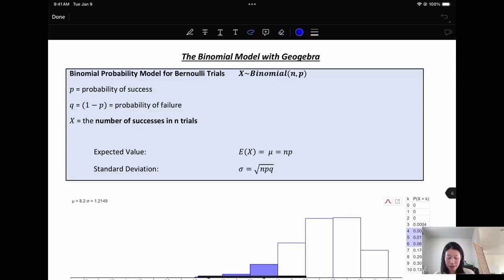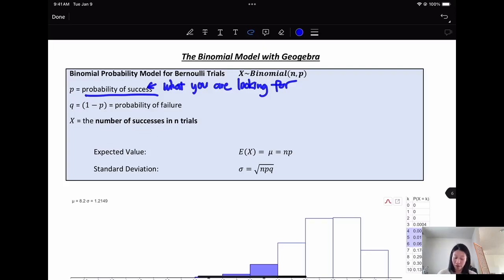First, P is the probability of success. So success is a relative concept, I would say. Success is what you're looking for. For example, in our free throw example, the success will be you made the free throw. Sometimes something looks like a failure, but it's actually our success rate in the binomial distribution. Later, we will talk more about that.